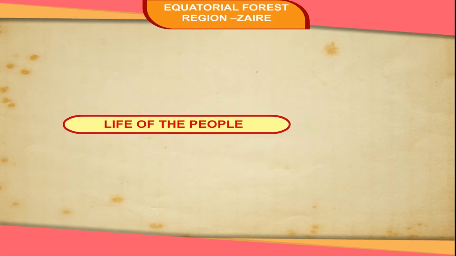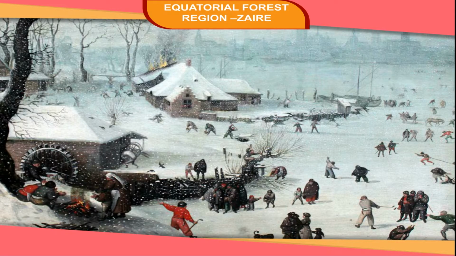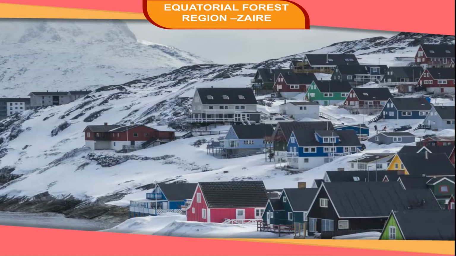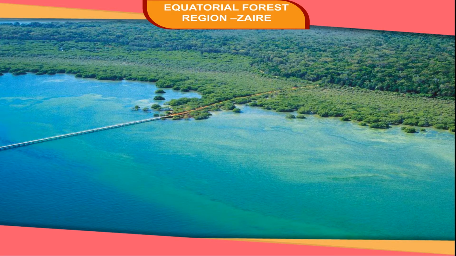Life of the people. Because of the harsh climate, Greenland is a thinly populated country. More than 4/5 of the population are native Greenlanders. About 1/5 of the population are Danes. The original Greenlanders are called Eskimos. They are short in height and their skin is copper yellow. Most people live on the southwestern coastal region.